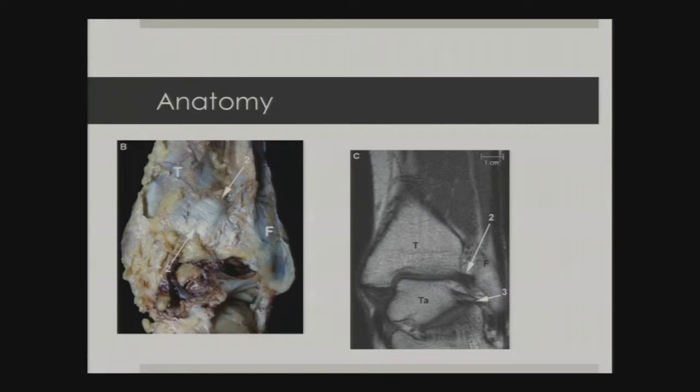Here's another sectioning of it. Notice its broad insertion over the tibia, and its fibers tend to be running a little bit more horizontal than the AITFL. This MR section here of the coronal slice shows the distalmost aspect of the PITFL there.